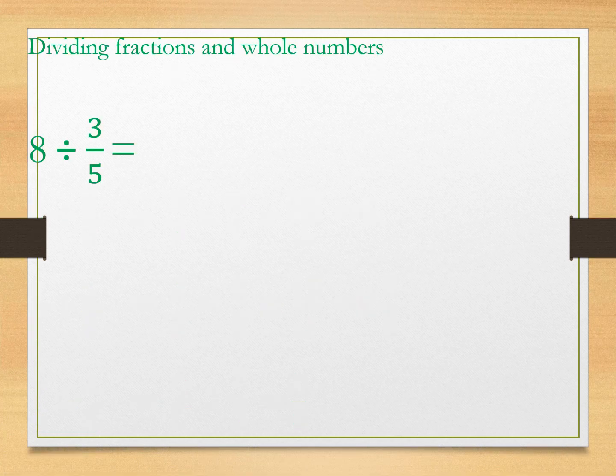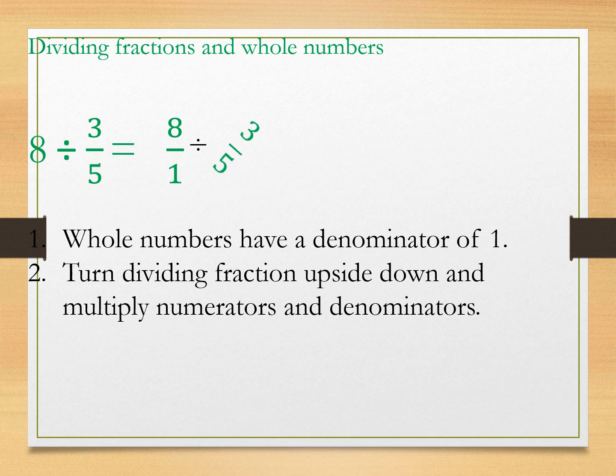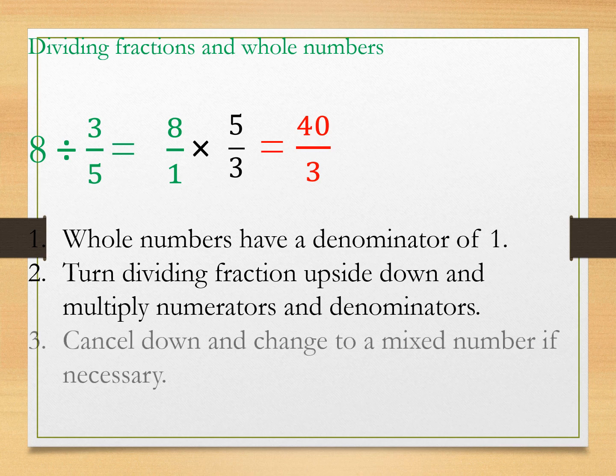The same thing applies when you are dividing fractions and whole numbers. Don't forget whole numbers have a denominator of 1. 8 over 1 divided by 3 over 5. Then you solve it normally. You flip the dividing fraction upside down and then you multiply the numerators and denominators. You will get 40 over 3 by division. 40 divided by 3 is 13 and 1 is left. So the answer will be 13 and 1 over 3.